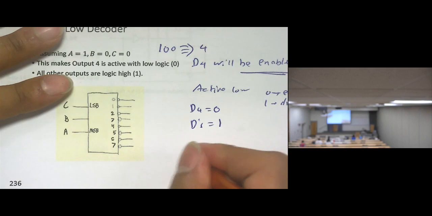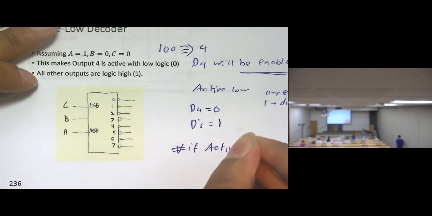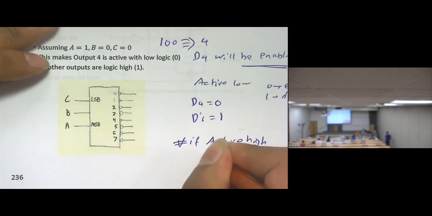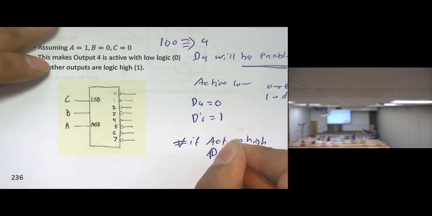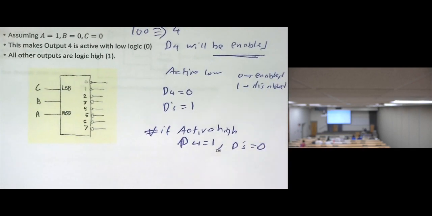If it is active high, then D4 will be 1, and all other Ds will be 0. You need to distinguish the difference between active low and active high. Okay? Does everyone understand the difference between active low and active high? Okay, any questions?